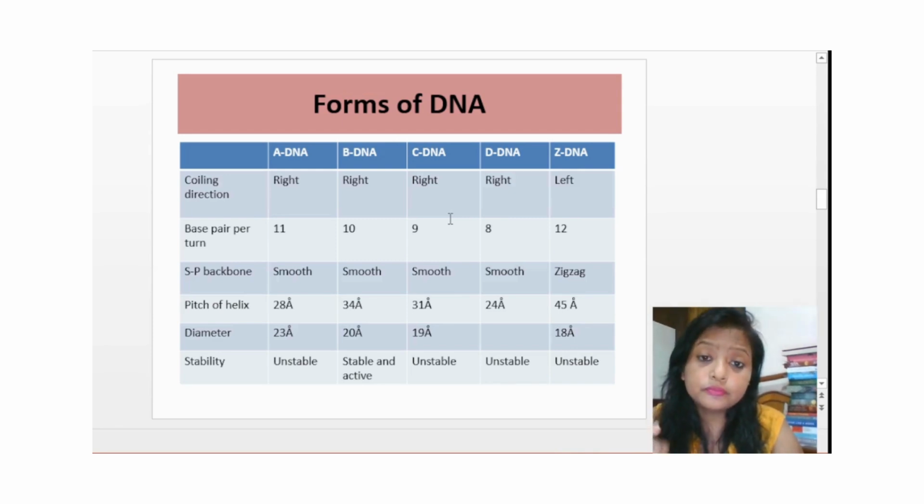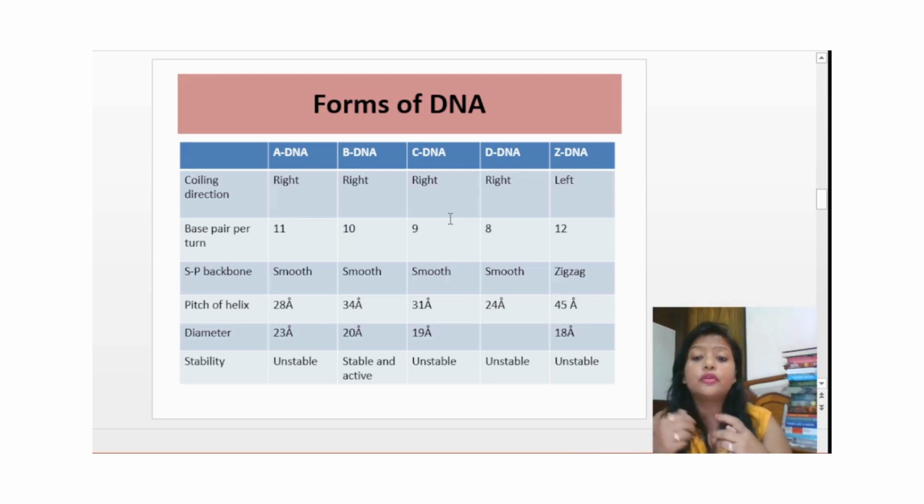Now moving on to forms of DNA. There are five forms of DNA: A, B, C, D, and Z. B DNA is the most stable and the most active DNA. Generally our DNA is the B DNA type, because the coiling direction is right. Remember there are 10 base pairs in every turn. Also the sugar phosphate backbone is smooth. The pitch of the helix is 34 angstrom, the diameter is 20 angstrom, and it is stable and active.